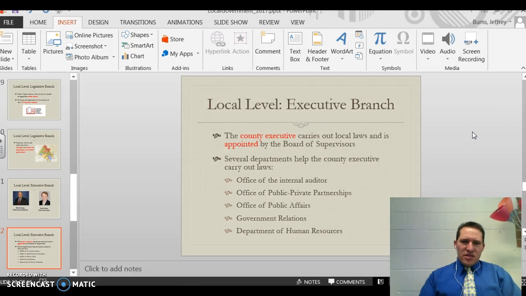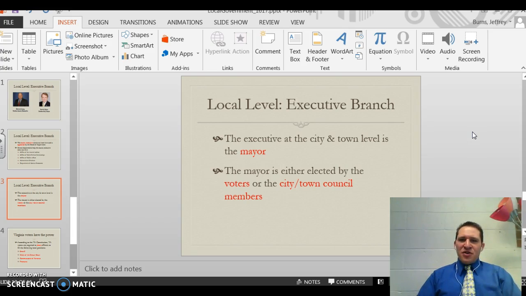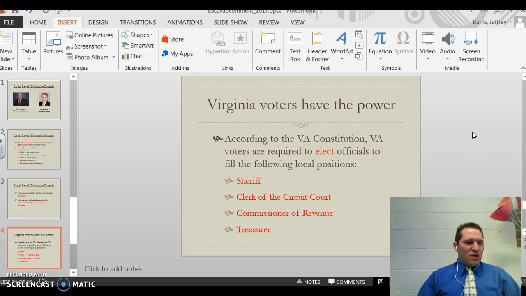All right. The county executive at the county level is going to be appointed by the Board of Supervisors, and they're in charge of several cabinet bureaucratic departments listed here. And then the mayor is either elected or chosen. Again, in Fairfax City, they're elected by the voters. Fairfax City has a new one, and hopefully this guy has a better moral compass, we'll say.